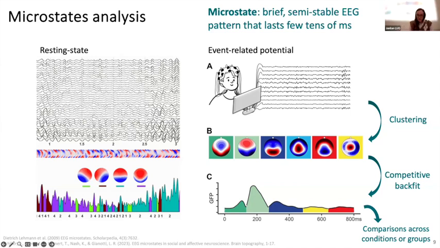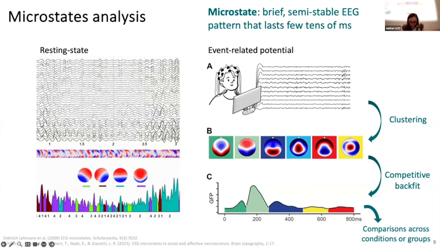Then at the end, you backfit the template maps back to your data by doing competitive backfitting. For each time point in your data, you look in the template maps for the most similar one. The way results are usually shown is on the GFP waveform, for example here, and the colored areas correspond to the different template maps. In the end, people simply compare either the statistics or the sequence of the maps across groups or across conditions.